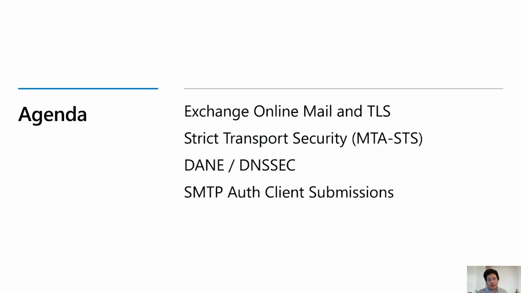On the agenda today, we're going to cover just the general overview of Exchange Online emails and TLS and how your messages are secured along various parts of the pipeline. We'll move on to the new standard that we've implemented, MTA-STS. We'll then talk about the exciting news and commitments we've made around DANE and DNSSEC. And then we'll talk about the client protocol, SMTP O-Auth, and how upcoming deprecations are affecting it.